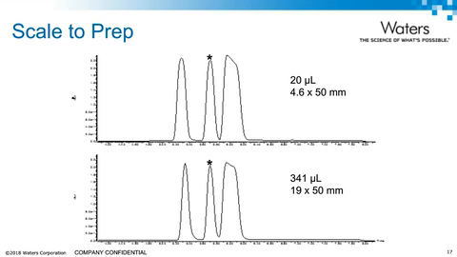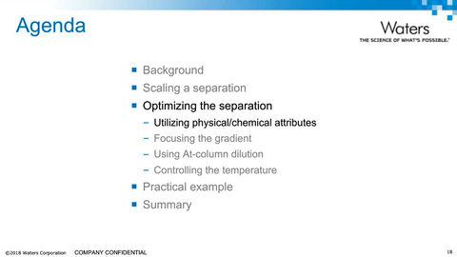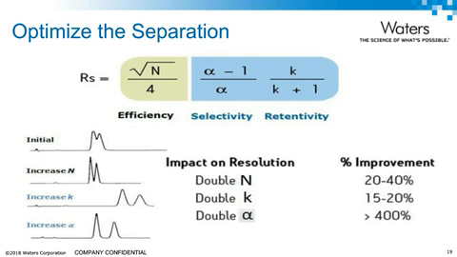So sometimes we need to optimize our separation. And everybody's familiar with the resolution equation. It has both physical and chemical attributes. I won't go through this in great detail, but the thing that's important is to realize that if we double the selectivity, we get the greatest amount of improvement in our separation.